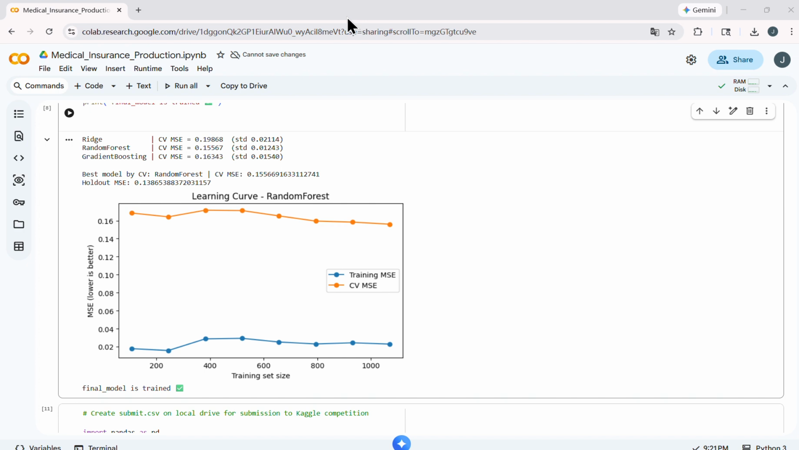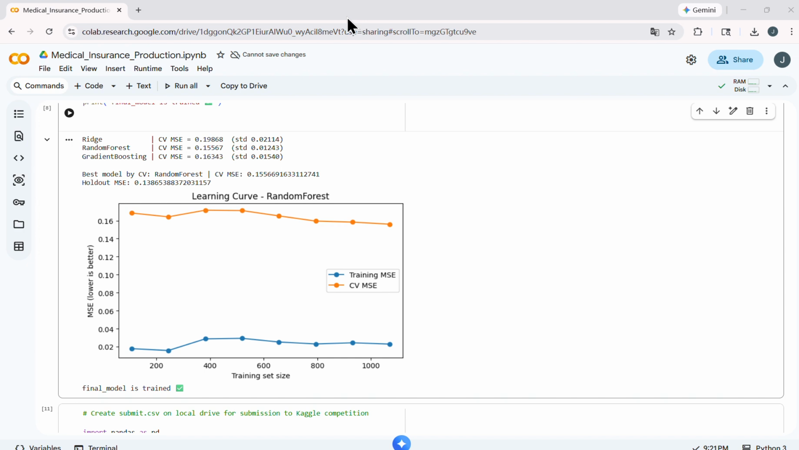One key insight from this process is that model quality should be judged by generalization stability rather than training perfection. Extremely low training error is not the objective. Controlled validation error is. The workflow of target transformation, pipeline preprocessing, model comparison, cross-validation, holdout testing, and learning curve analysis ensures that performance improvements are both empirical and theoretically justified.